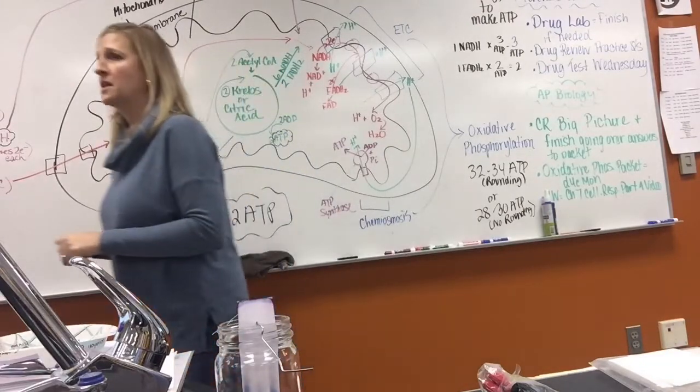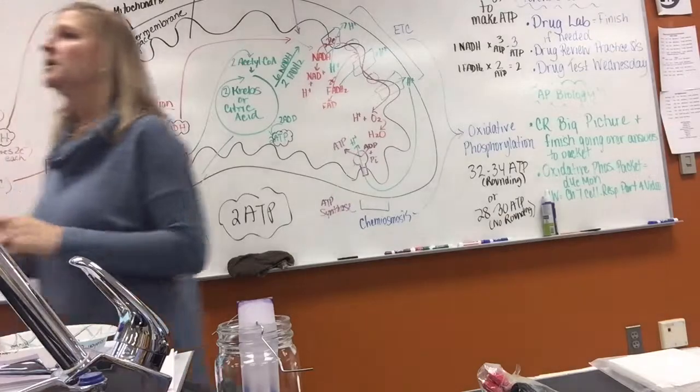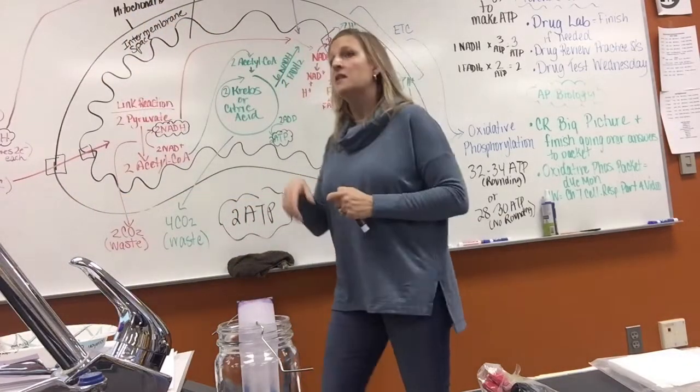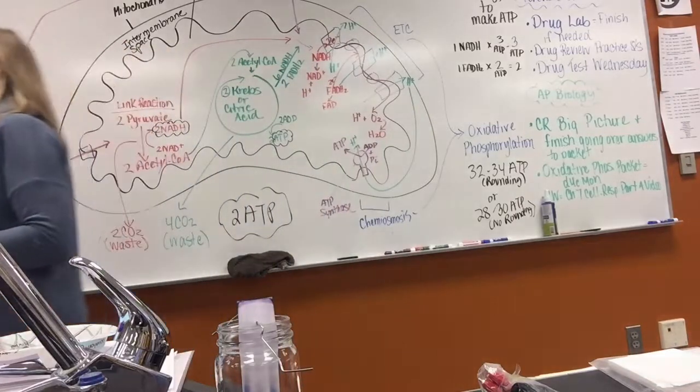Question? I was just wondering, for each Krebs cycle, does that mean that 3 NADH are produced instead of 6 total? Yes. Because it turns twice for every glucose, so yes, 6 total.